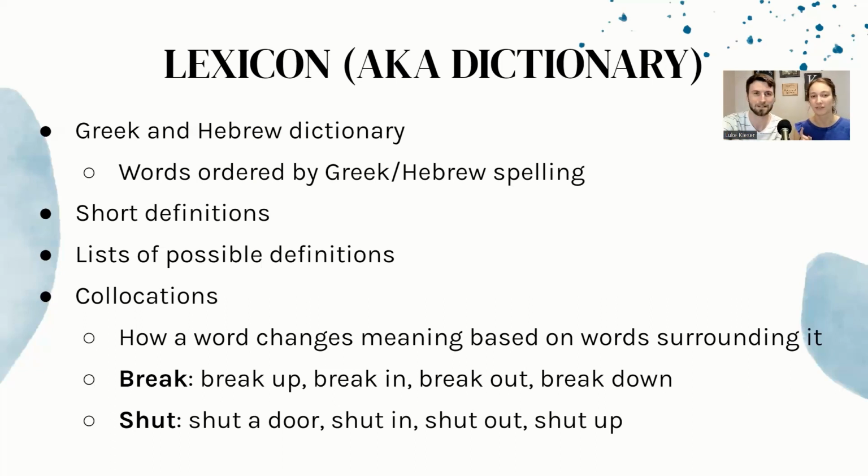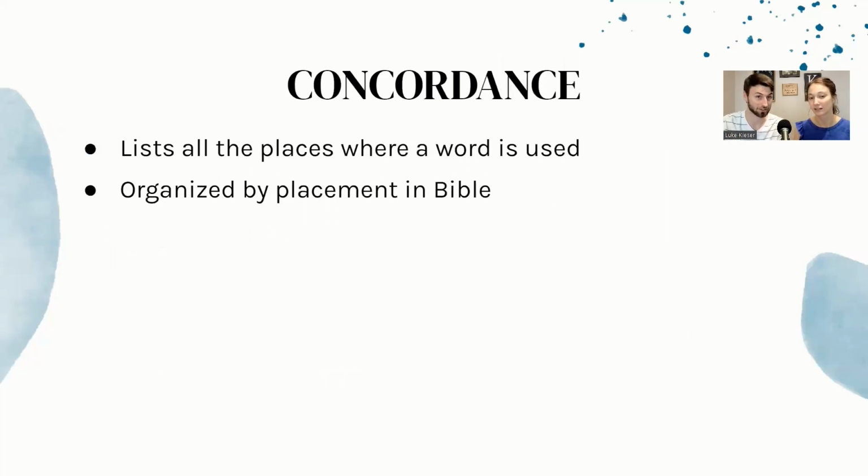Okay. So we have dictionaries, which are encyclopedias and give us a broad look at a word. We have lexicons, which are dictionaries and tell us definitions and how words change depending on the words around them. Okay, what's the third one? The third one is a concordance.